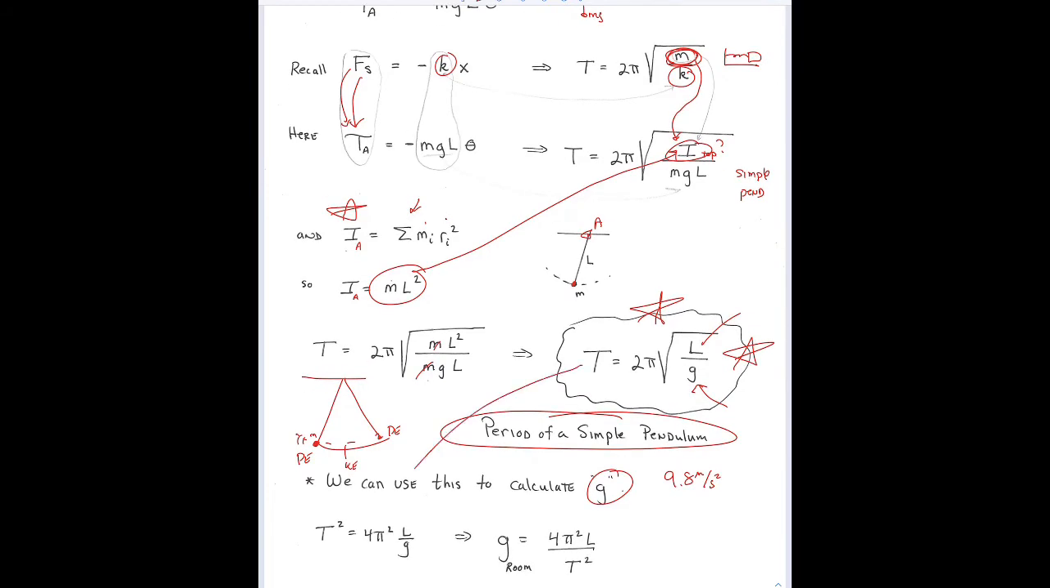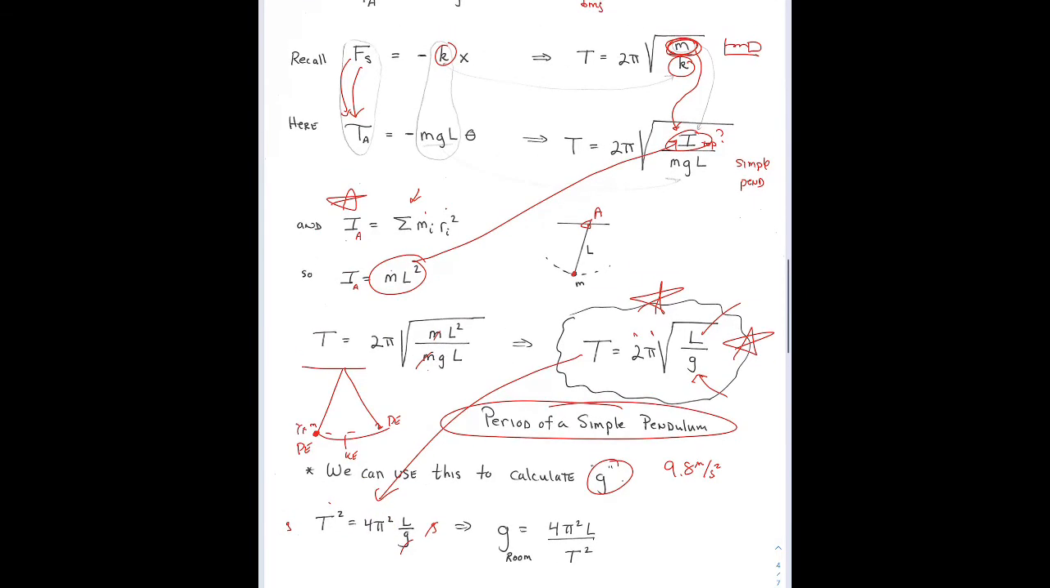So what I did is I took this expression and I squared both sides. So you get T squared equals 4 pi squared L over g, and then I solved this for g. Cross multiply by g, that gets rid of that, and then divide by the T squared. You can just do the algebra, that's no big deal. So that gives you g for where you are.